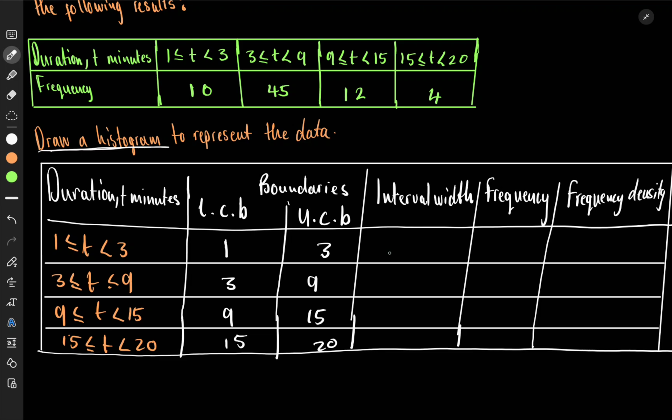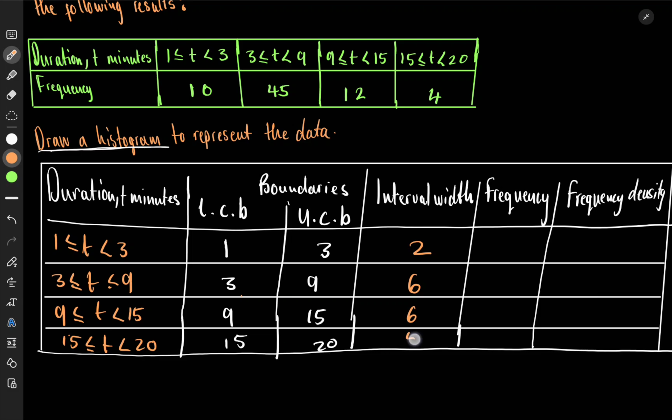Okay? And then now, what will be my interval width? Remember that we said the width can be different and is normally different for your histogram. So here, what is 3 minus 1? 2. What is 9 minus 3? 6. What is 15 minus 9? It should be 6 again.